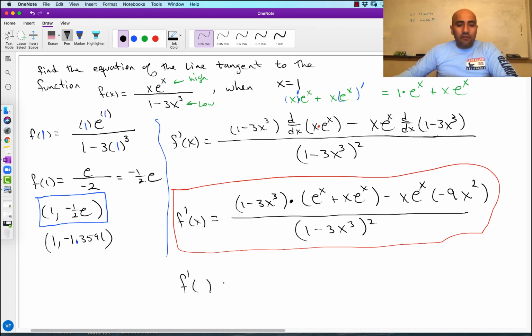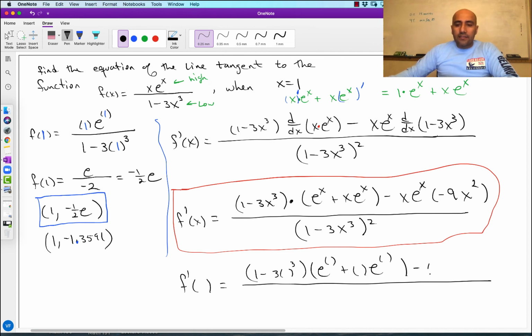It's going to be the derivative evaluated at 1, and it's going to be this giant fraction: 1 minus 3 times blank to the third power, times e to the blank plus blank e to the blank, minus blank e to the blank times negative 9 blank squared, all over 1 minus 3 blank cubed, and then the whole thing raised to the power of 2.